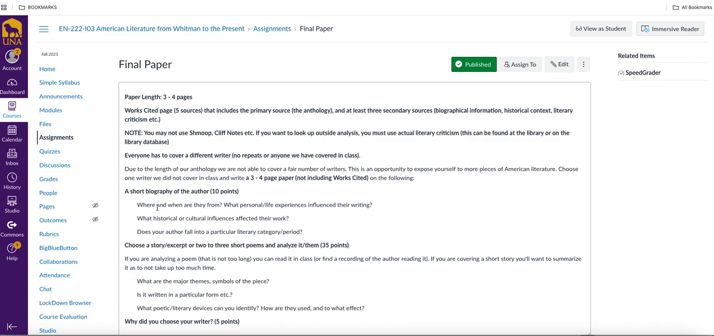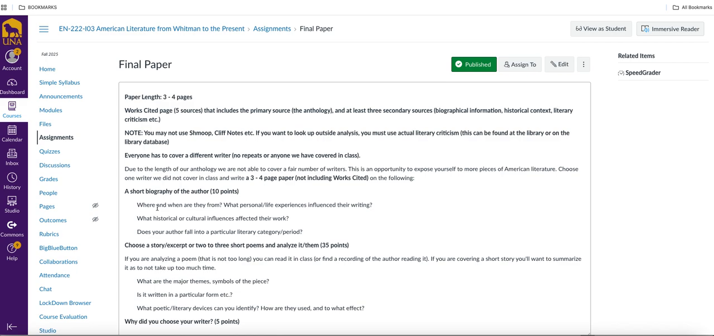So, general parameters: 3 to 4 pages, not including the works cited page, where you need to have 5 sources, including the primary source, obviously the anthology. Make sure to look up how to properly cite an anthology, because it is different than if you were citing Leaves of Grass, if you were citing a Whitman poem.